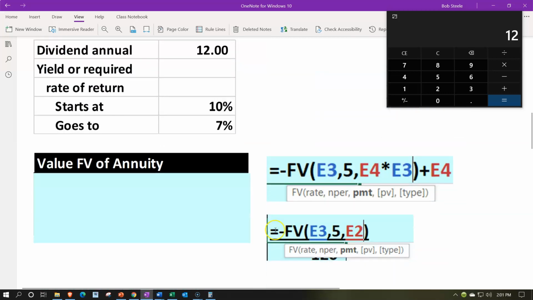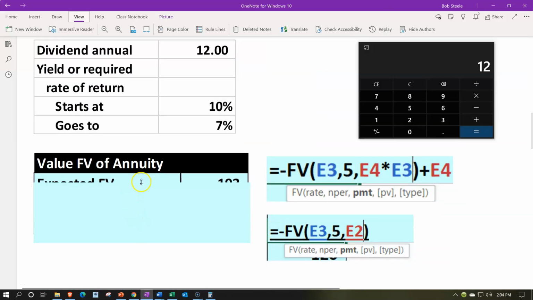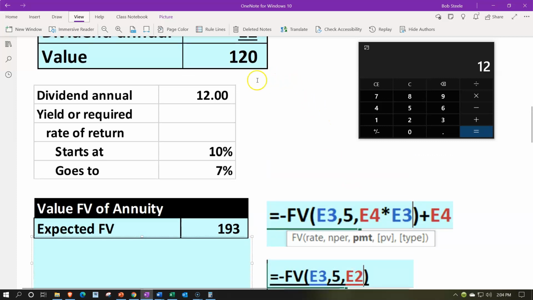Just to look at an annuity formula, let's figure this out and project about 5 years into the future. We're going to use future value, where the rate is going to be that 10%. Number of periods, we're just going to put 5 here, so we're projecting out 5 years, comma, the payment we're assuming is going to be the 120 times the required rate of return, which is 10%, which will give us that 12.